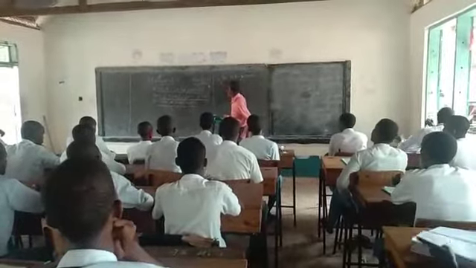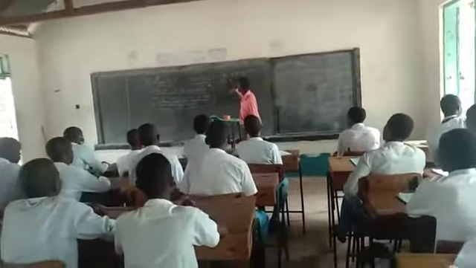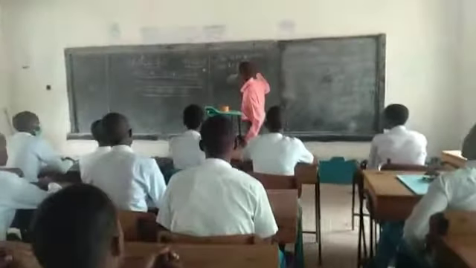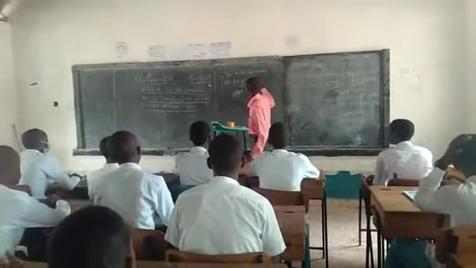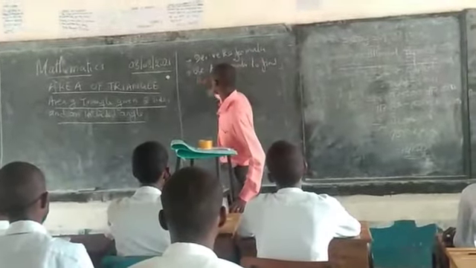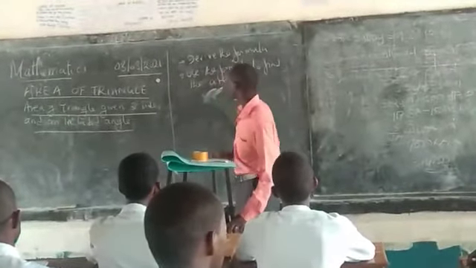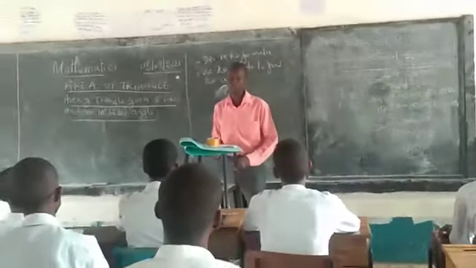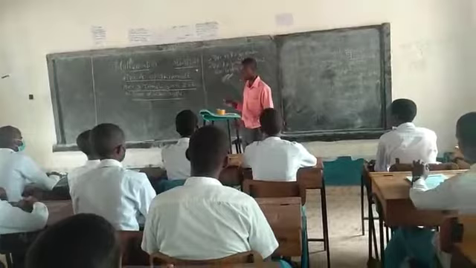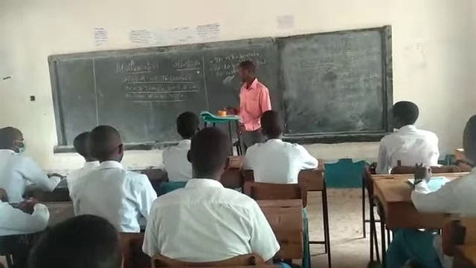Then number two, we are expected to be able to use the formula that we will have come up with to solve the problem. So use the formula to find the area. So those are the two objectives that we need to achieve this morning in our lesson. Are we together here?